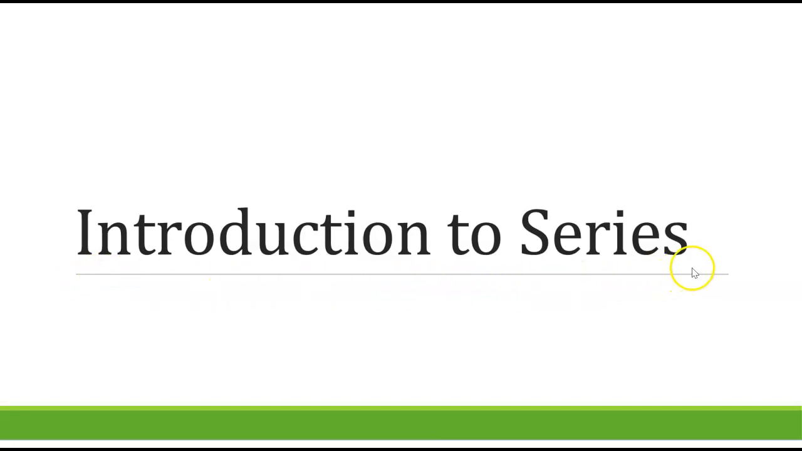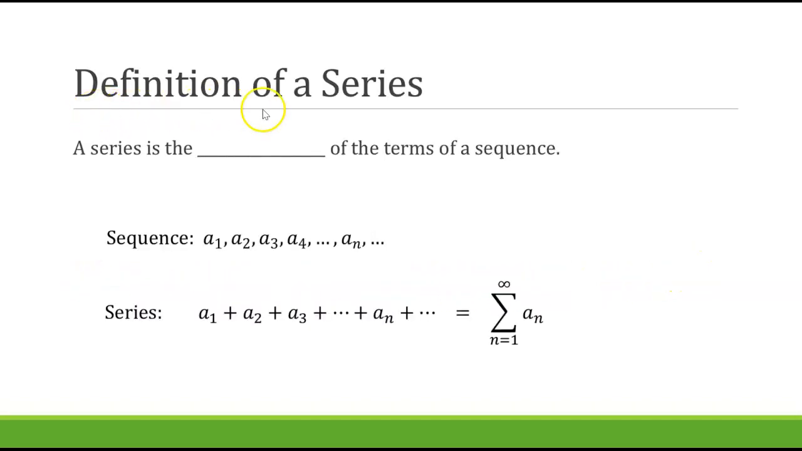Introduction to series. Let's start with the definition of a series. A series is the sum of the terms of a sequence. Recall that a sequence is just a list of numbers. Here we can see the individual terms of a sequence indicated by a sub 1, a sub 2, a sub 3, and the general term being a sub n, and the list continues. A series is now adding up those terms in the sequence.